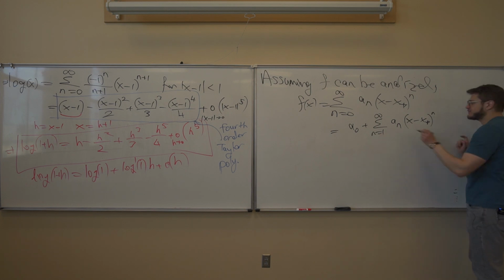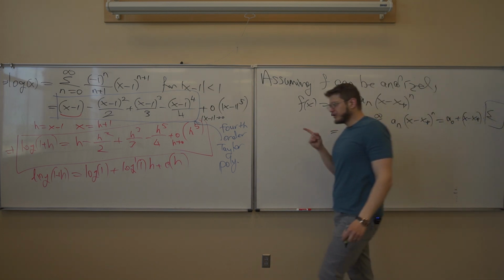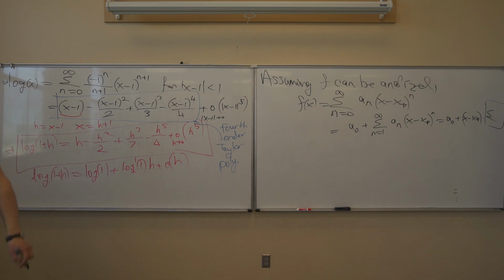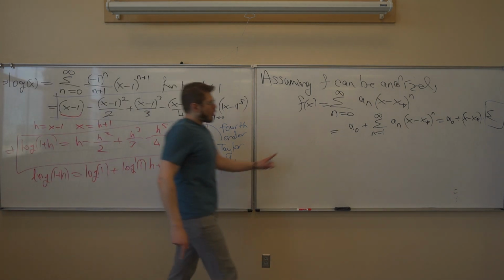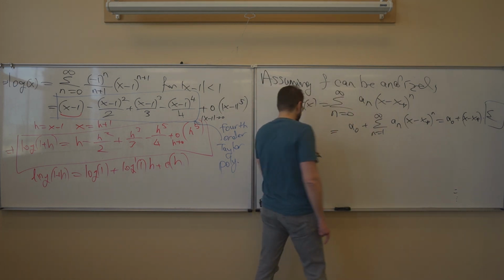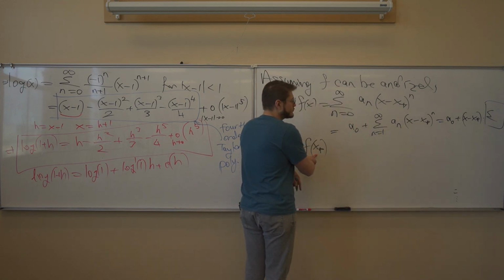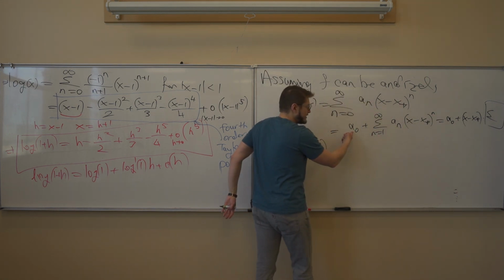But then you see, this is an infinite series such that each of the terms has at least one factor of x minus x star, times something, the remainder. The point is that if I were to plug in x equals x star, all the terms of this series are going to vanish except the 0th term. I'm plugging in x equals x star. This part is going to vanish. I'm going to be left with a sub 0.